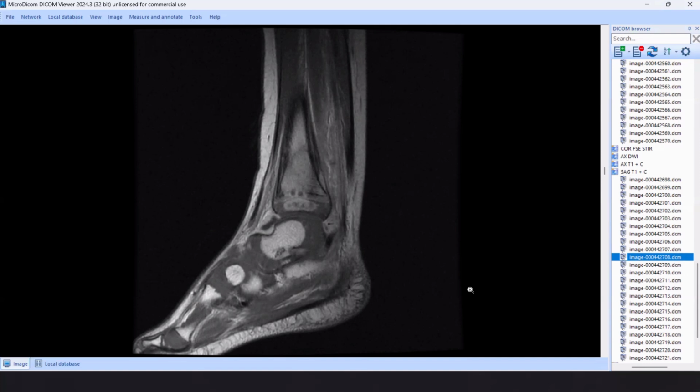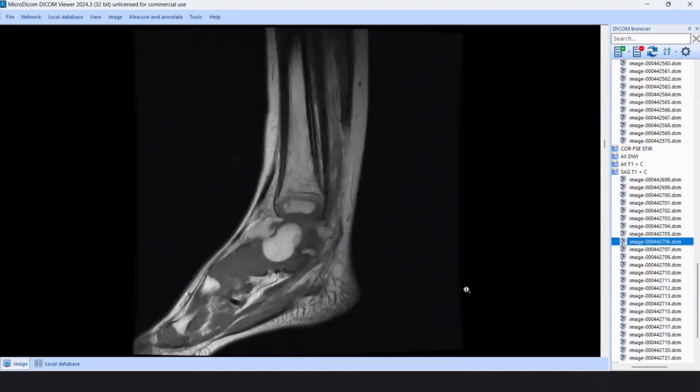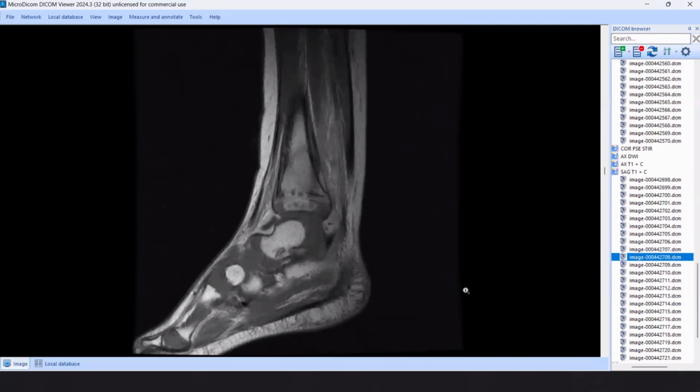Just the soft tissue there, and if we have any lesion in the talus as well. Is there any lesion there? No. Okay.